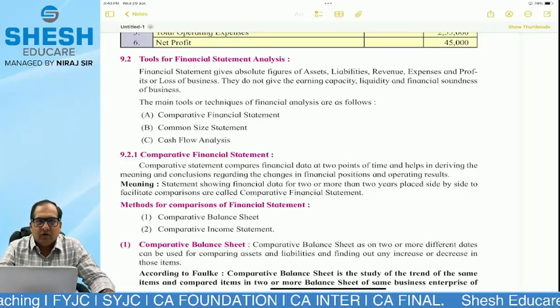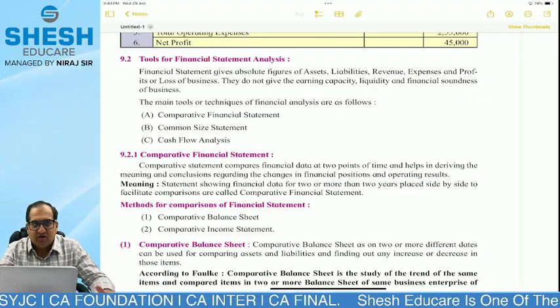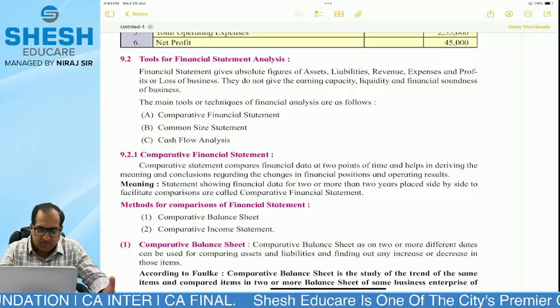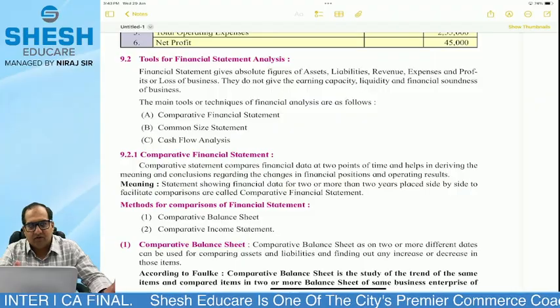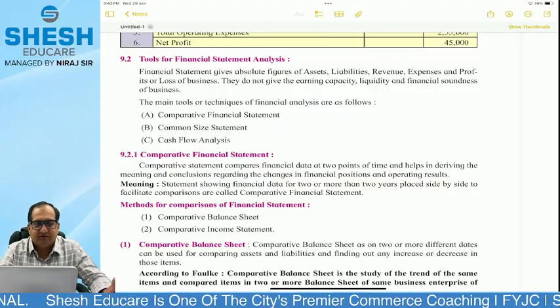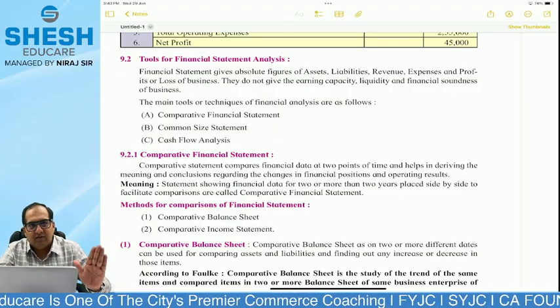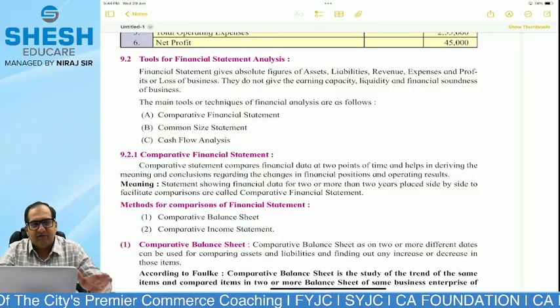Hey guys, quickly we will discuss and try to understand what comparative financial statements are. This can come in your question number 4 or 5. Always an option, but just to be on the safer side, we just quickly discuss comparative financial statements. Comparison means you will compare one figure with another figure.